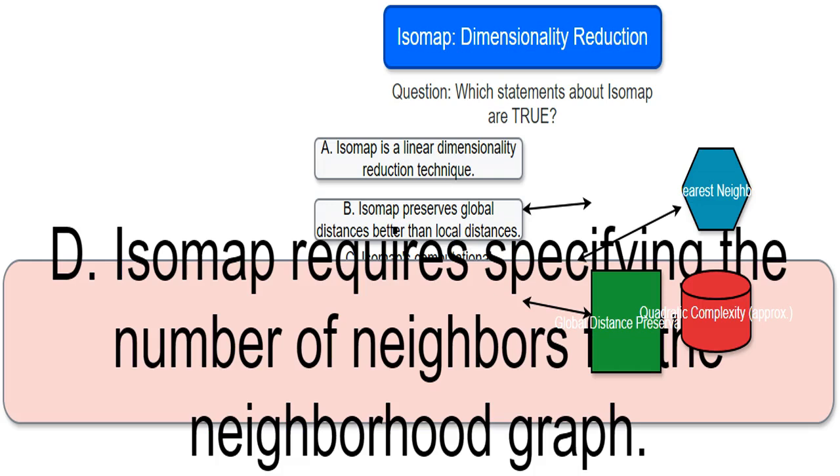Isomap is a technique used to simplify complex datasets, bringing down the number of dimensions without losing too much information. It's like taking a 3D object and representing it effectively in 2D. It's really useful for simplifying high-dimensional data which is difficult to visualize.